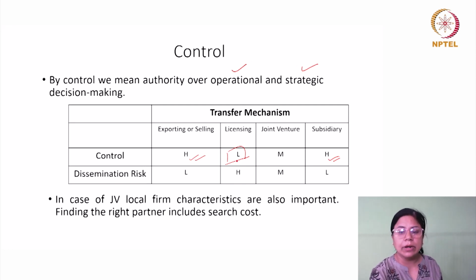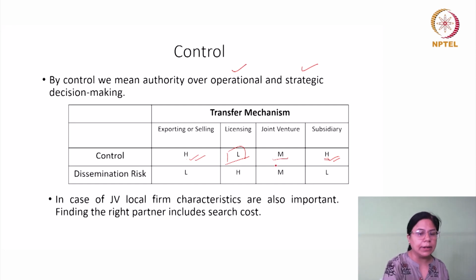So it is going to be rather low in case of licensing, high in case of exporting and selling, and highest in case of a subsidiary. In case of a joint venture, it would be at a medium level.